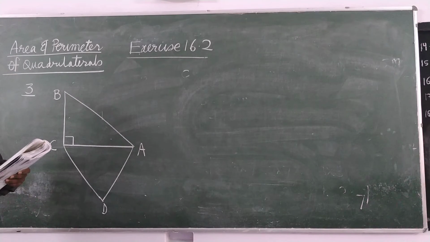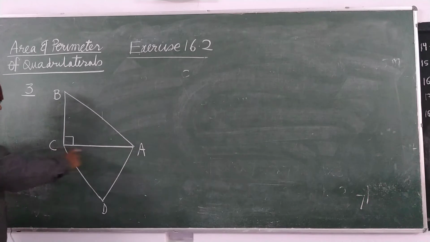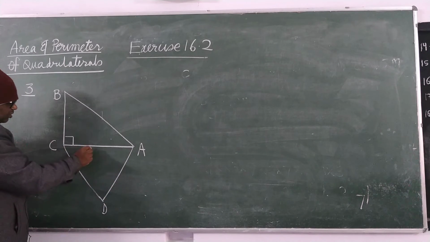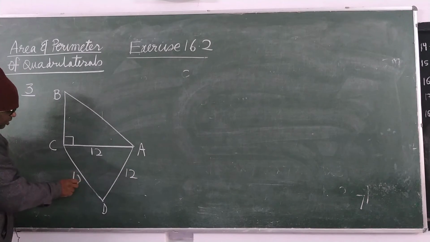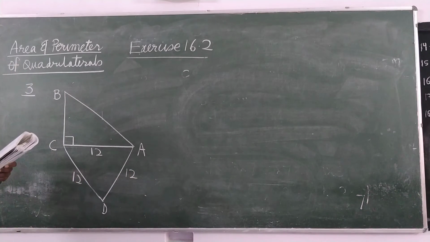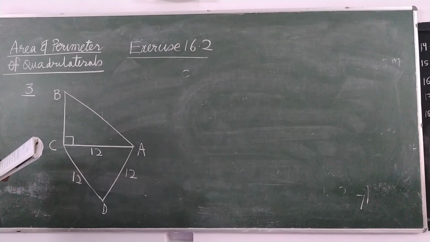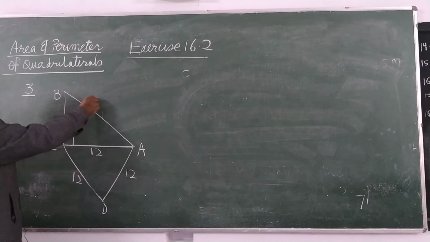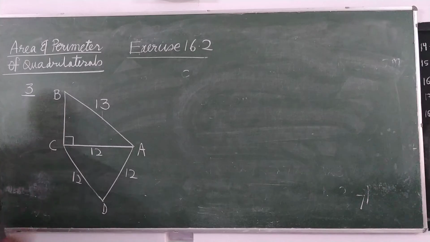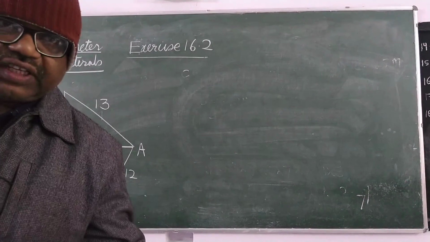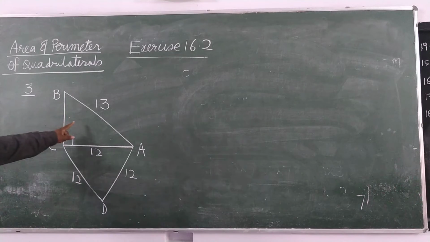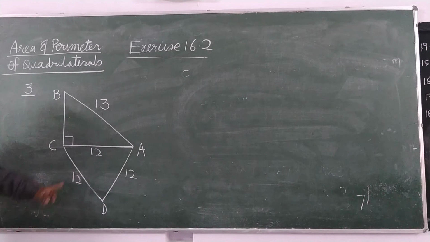ACD is an equilateral triangle of side 12 centimeter, means this is 12, this is 12 and this is 12. It's clear. And AB is given 13. You have to find the area. So here also we will do the same thing. Find the area of the right angle triangle and then the area of the equilateral triangle.